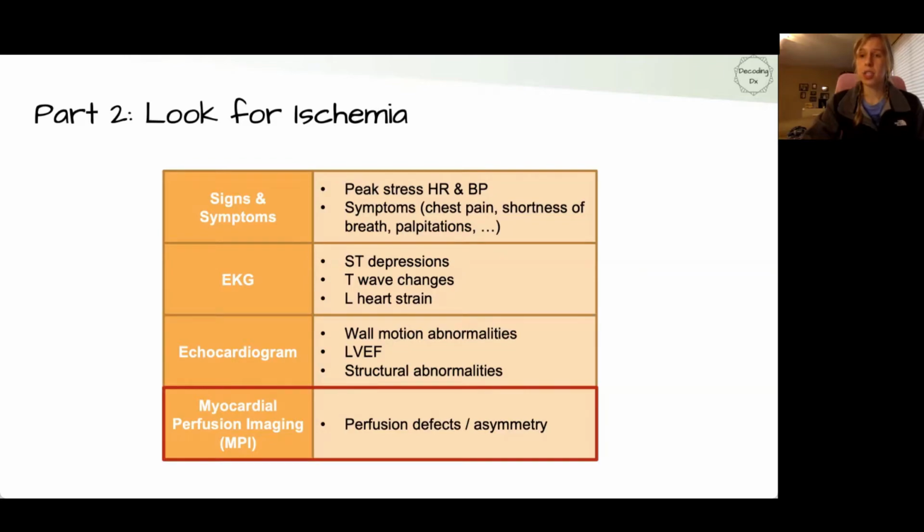Myocardial perfusion imaging, or MPI, is a nuclear medicine study looking for perfusion defects, specifically looking for asymmetry. That's really important for interpreting these, knowing that you're looking for differences in the relative amount of perfusion in one part of the heart versus the other.